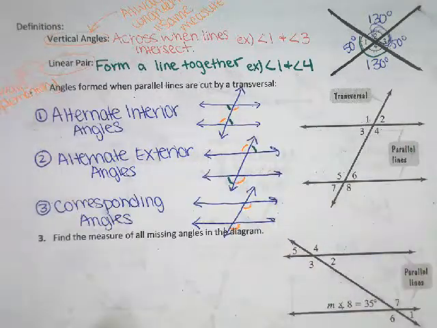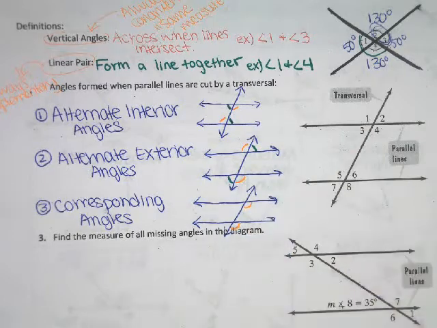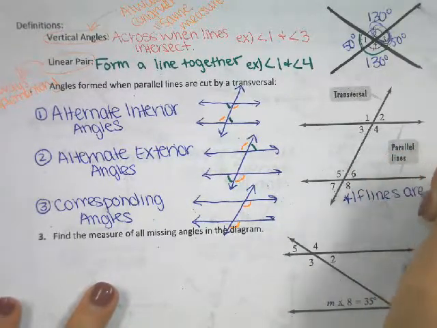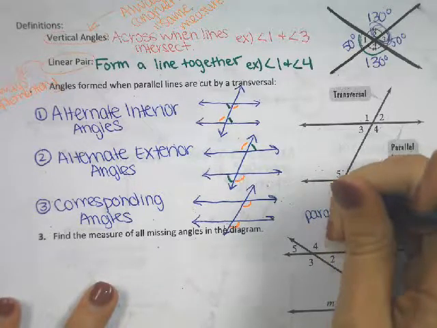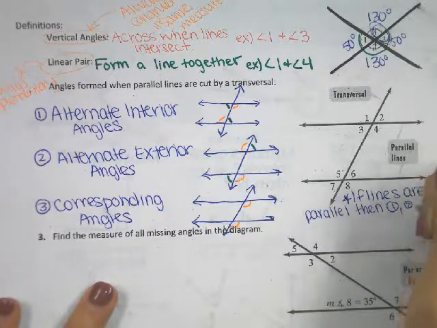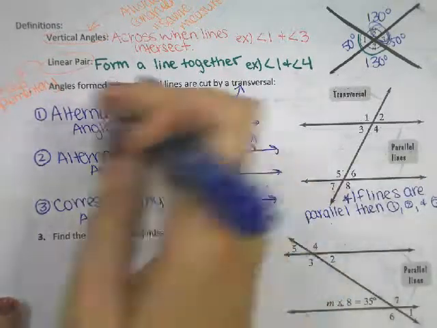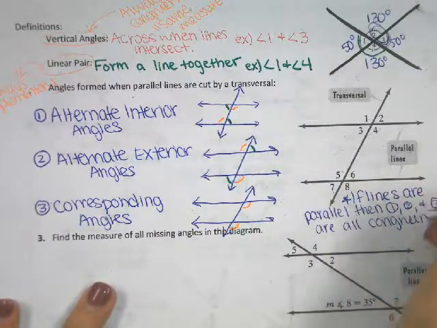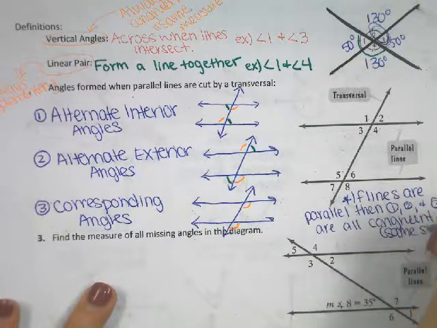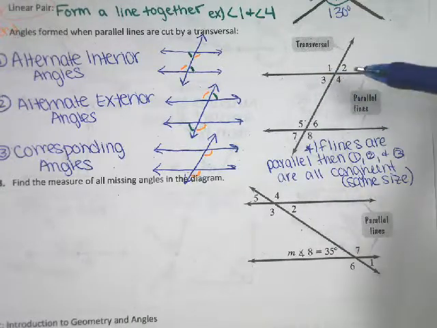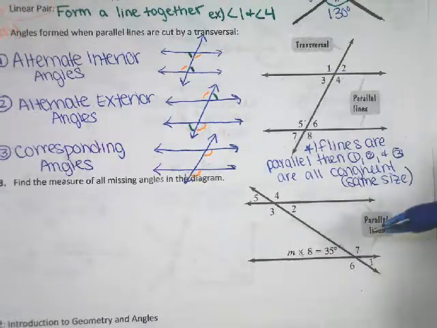When we have these types of angles, if the lines are parallel, these 3 pairs are always congruent. So if lines are parallel, then these alternate interior, alternate exterior, and corresponding angles are all congruent. Same size. So it's really nice, in this diagram, if you have parallel lines, all the angles are either congruent or supplementary.